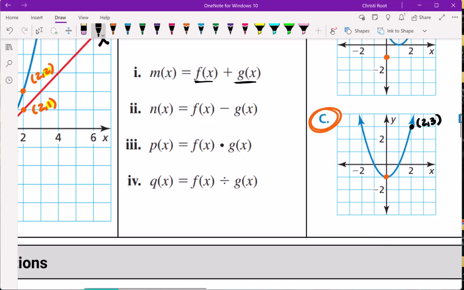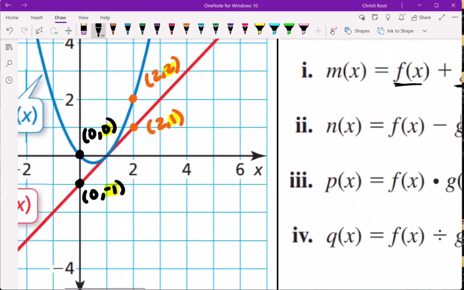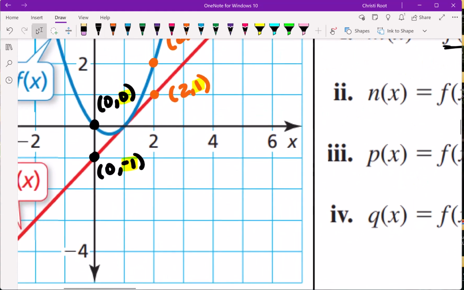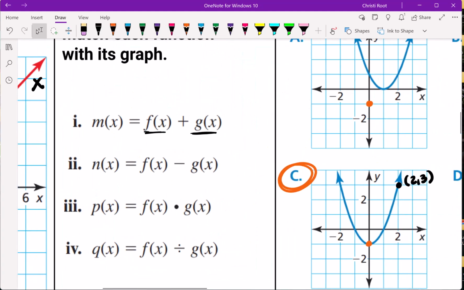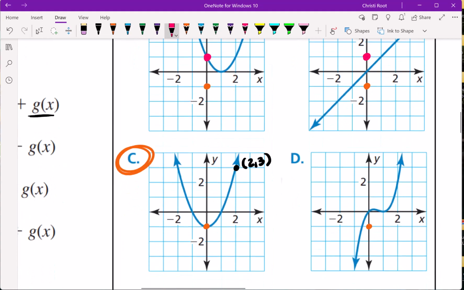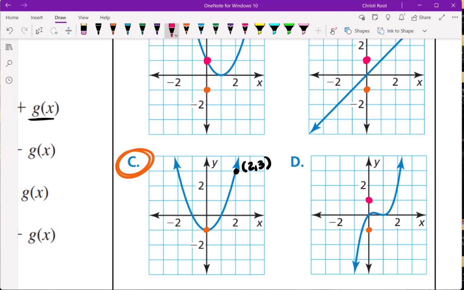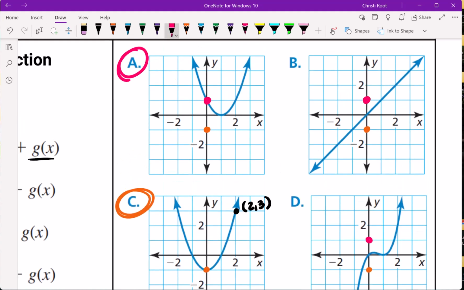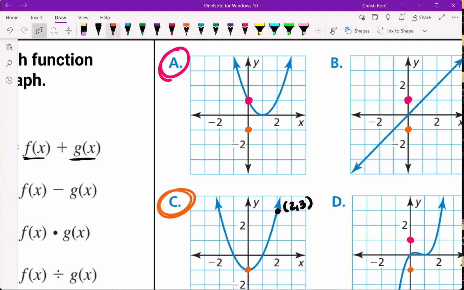So let's see if we can do the subtraction one real quick. I'm going to use the same 2 points, but this time I'm going to subtract. So what is 0 minus negative 1? 0 minus negative 1 is positive 1, isn't it? So look and see if you can find one that has a point at 0, 1. 0, 1. Yes. No. We already picked that one. No. So it has to be this one. It absolutely has to be that one right there. So this one's going to be C. And this one is going to be A.